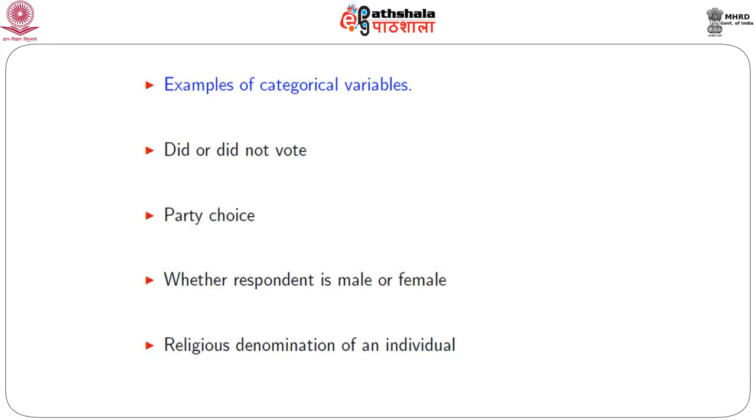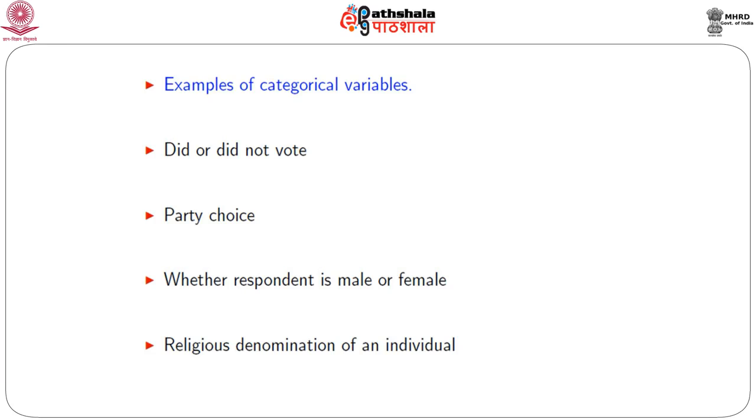So, what could be the examples of categorical variables? Whether a person voted or did not vote, or the party choice of an individual, or whether the respondent to a questionnaire is male or female, or the religious denomination of an individual. These are variables that are categorical, which means they reflect a quality; they are qualitative. However, they can still be used as predictor variables in a regression model.